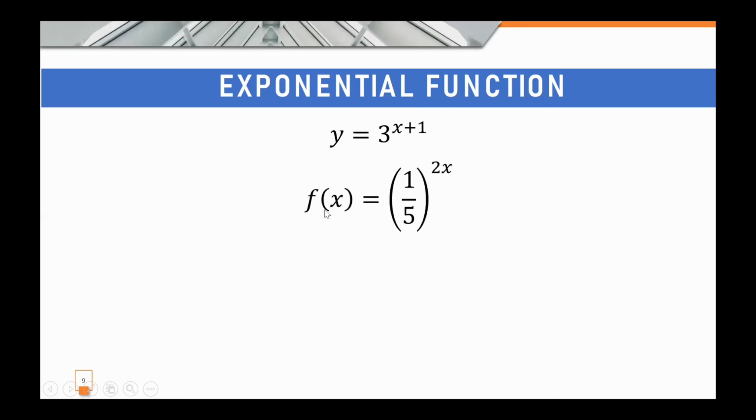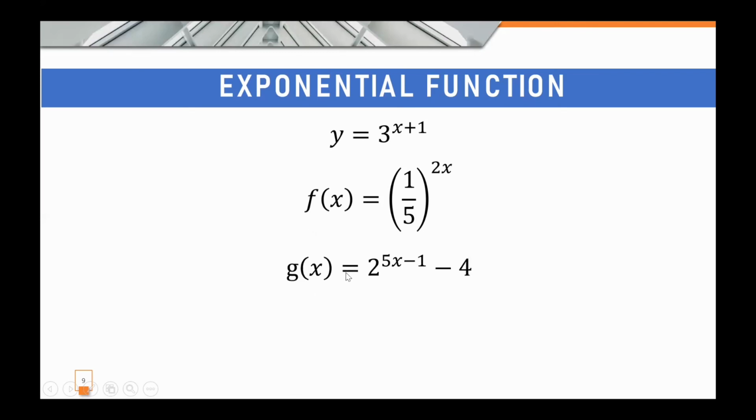Next, we have f of x equals 1 over 5 raised to 2x. Again, our exponential expression here is 1 over 5 raised to x. The base is 1 over 5, which is greater than 0. There are two variables also. We have here x and f of x, or this is equal to y also. So the second is an exponential function.